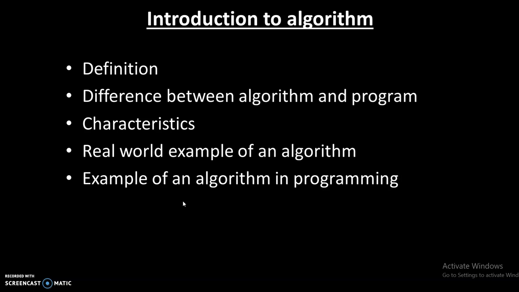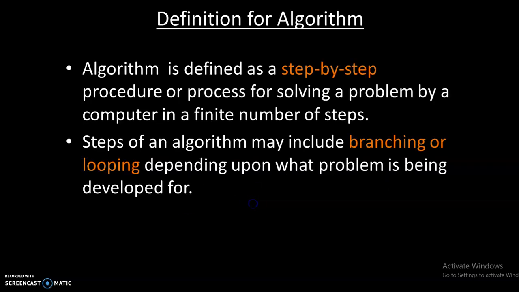Today, we are going to discuss some important topics like firstly, what is an algorithm and its definition? Secondly, difference between the algorithm and program. Thirdly, characteristics of an algorithm. And then let's see one of the real world example of an algorithm. And finally, one example of the algorithm in programming. So now let's move on to the topics.